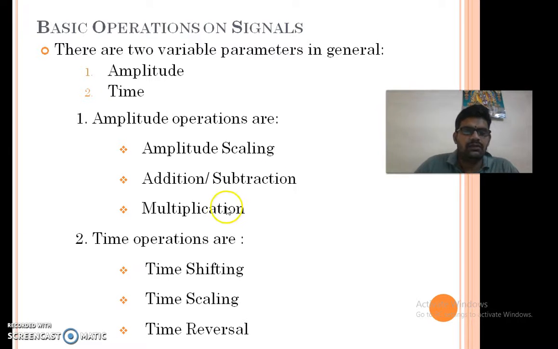So this concludes today's lecture, for this video, and in the next video we will elaborate these operations. Amplitude operations mean operations on the dependent variable. Time operations mean operations on the independent variable. So we have two types of operations: on the dependent variable and on the independent variable.